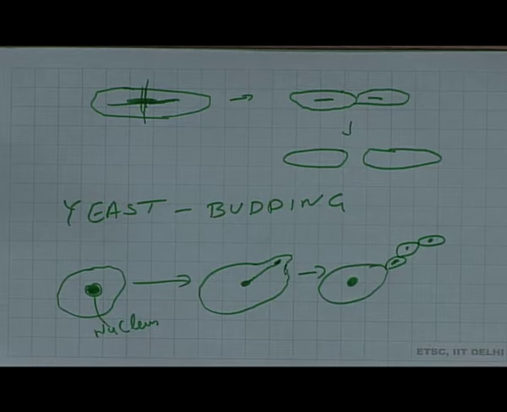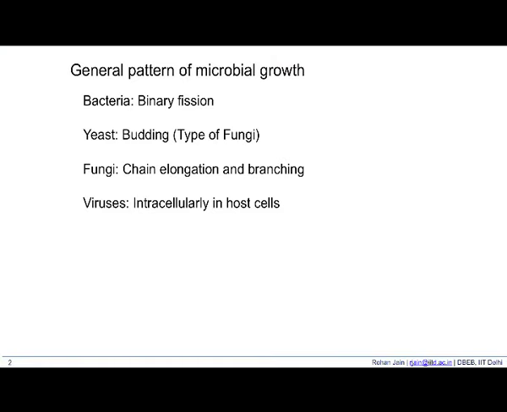In fungi, this is a chain elongation and branching process, okay. So, here basically what happens is that you have spores, and then the fungi is formed, and then the chain is elongated, and then the branching happens and things like this.